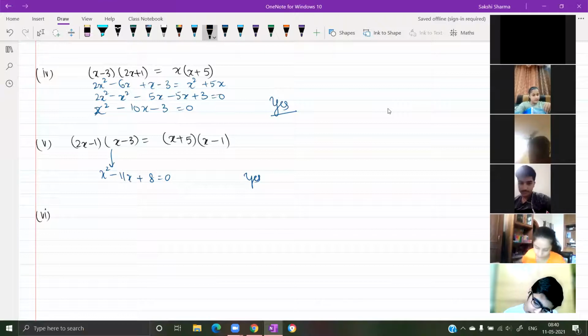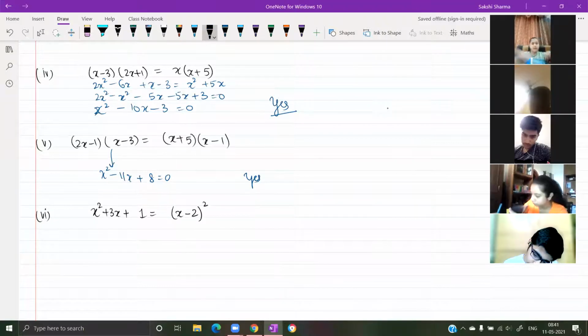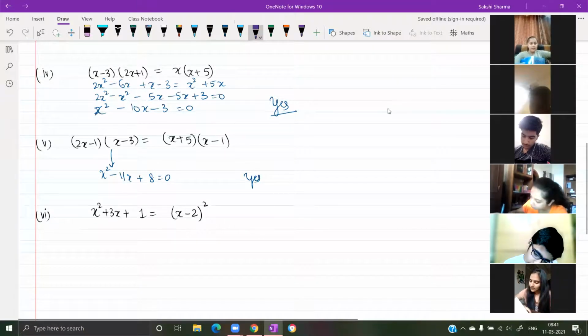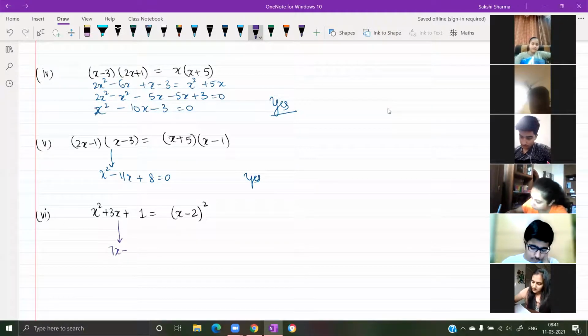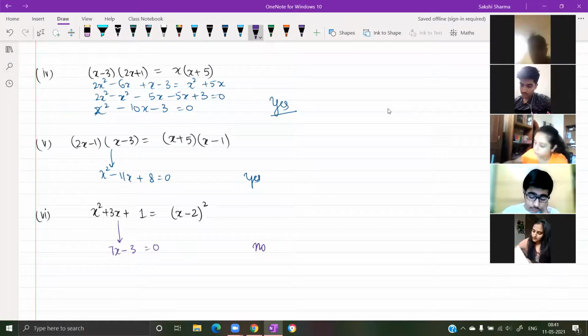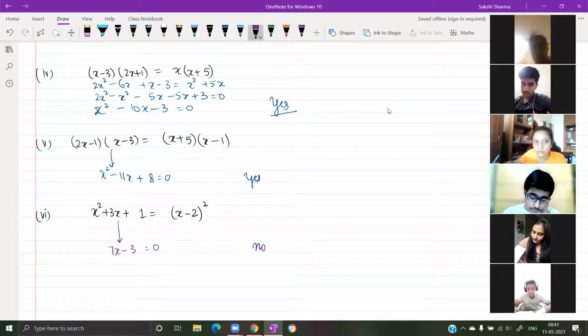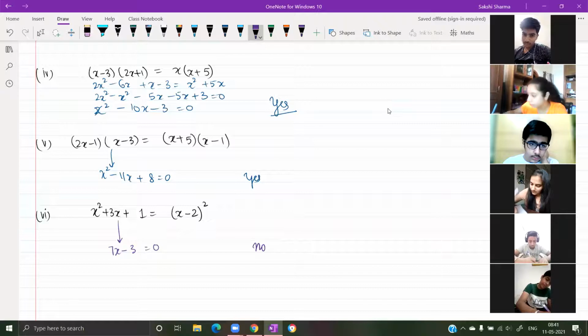Sixth part. Simplify. This gives you the answer as 7x minus 3 equals to 0. Excuse me, ma'am, in last part, mine is coming minus 13x. For fifth part or for fourth part? Fifth part. Fifth part, let's check.